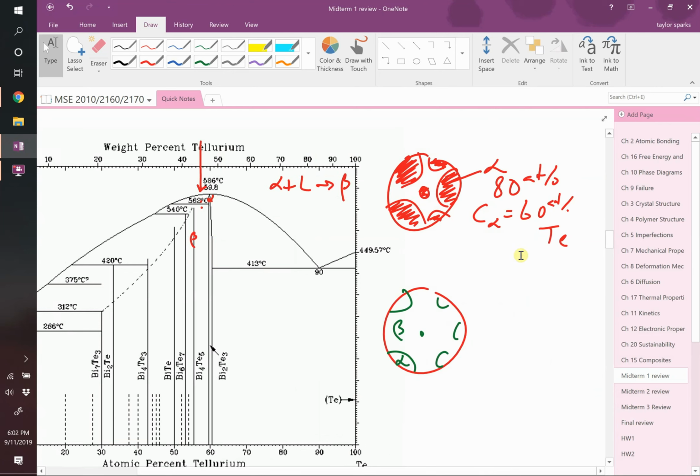Yeah, and you only need to say how much tellurium. It's assumed that the other 40% is bismuth. Otherwise, it gets to be a lot. So alpha is 80% of that whole microstructure, and its composition, C sub alpha, is something.